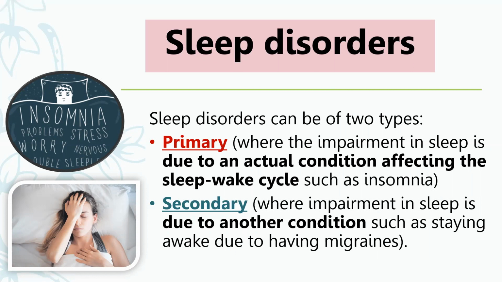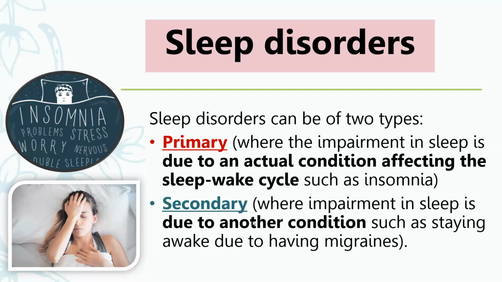A primary sleep disorder is when your sleep disorder is due to an actual sleep-related condition. The most common one that most of you would have heard of is insomnia. Sleep onset insomnia, or simply put, insomnia, is an actual sleep disorder. If you tell someone that you've got insomnia, it's because it has actually affected your sleep-wake cycle.